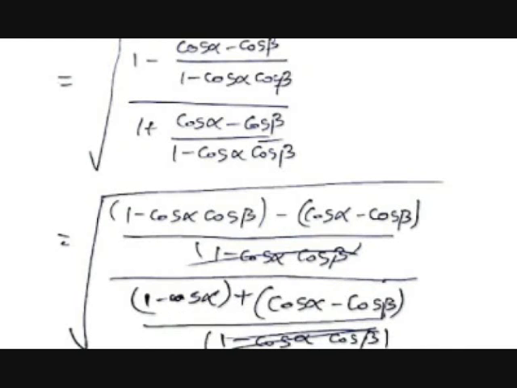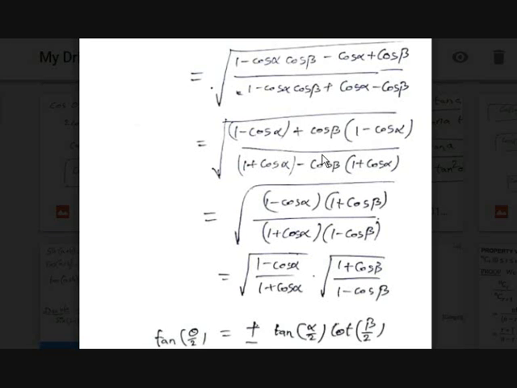Now, how can we simplify this? Let's see. Then it becomes the square root of (1 minus cos alpha cos beta, multiplying cos alpha minus cos beta with the minus sign) that is, 1 minus cos alpha plus cos beta minus cos alpha cos beta, by 1 minus cos alpha cos beta plus cos alpha minus cos beta. Okay, the numerator and denominator are somewhat the same, right? Just these negative and positive signs. But we cannot cancel them. You know that, right? Now, what can we do?